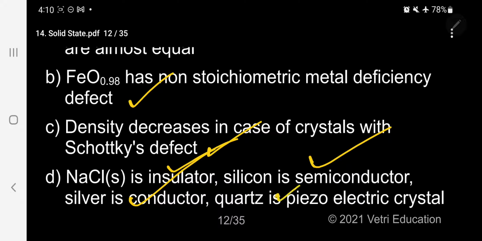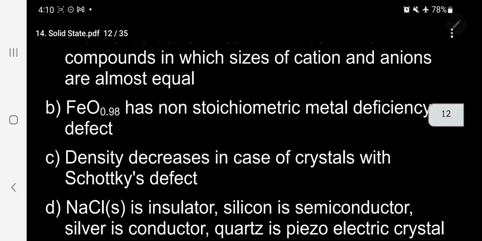Out of these 4 options, there is no calculation, only theoretical concept. What is the question asked? Which is the incorrect statement? Out of 4 statements, 1 statement is incorrect, and you have to find it. Let me give some information, because the answer is mainly based on defects of crystals. It comes under the chapter solid state, specifically defects of crystals.